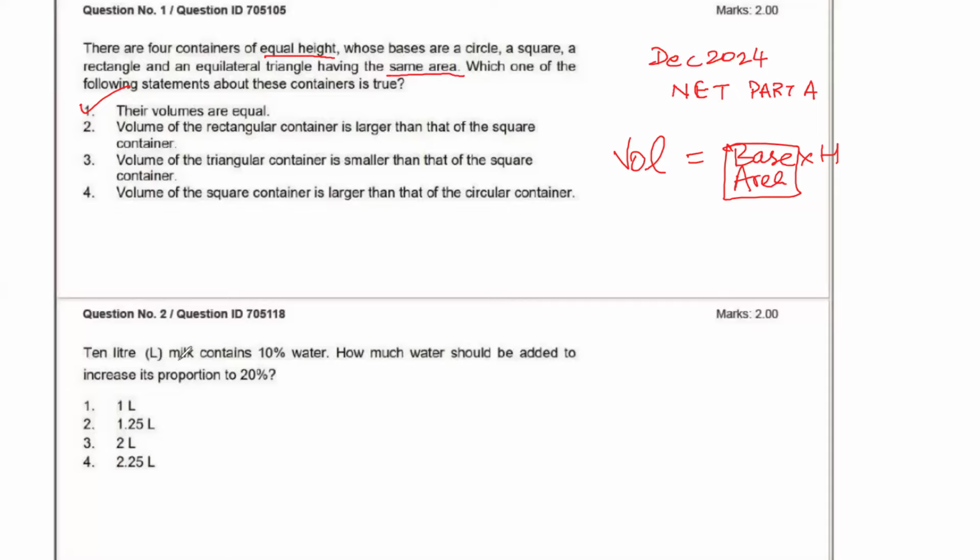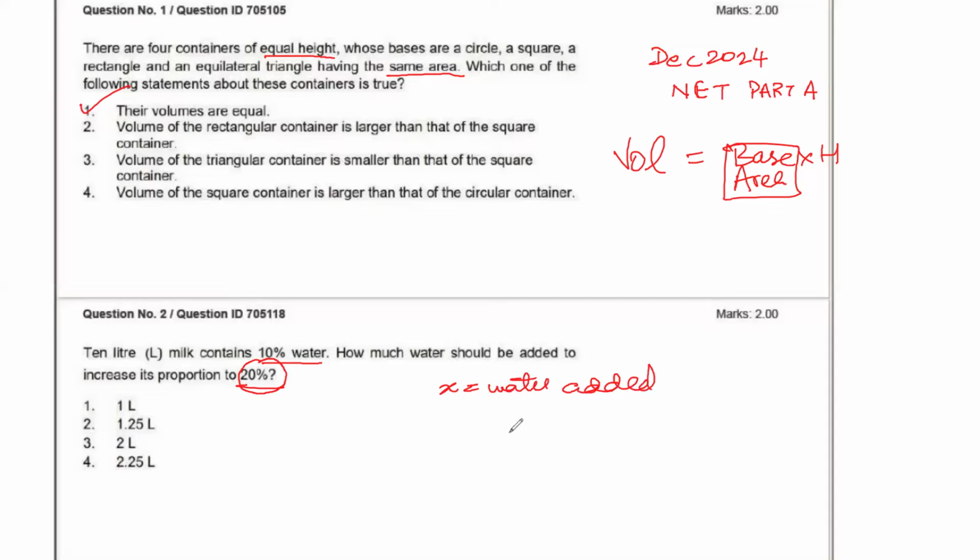Second question. 10 liters of milk contains 10% water. How much water should be added to increase its proportion to 20%? So we'll do this with the classic case. Let X be the amount of water to be added to increase its proportion to 20%. I'll try to solve this question using the alligation method if I can, but first I want to solve it using the normal method, the classic method. So X is equal to the water added.